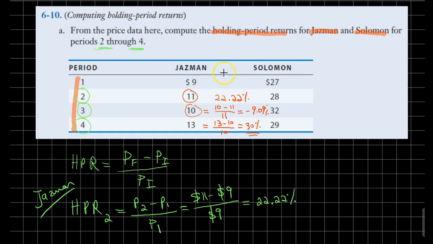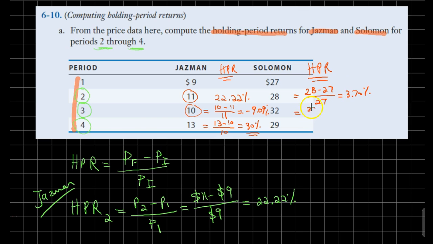In a similar way, we can find, so this is the holding period return column. Holding period return for Solomon can simply be calculated as well. So 28 minus 27, everything divided by 27. The dollar signs would cancel. I don't have to worry about that. 1 over 27, which is 3.70%.